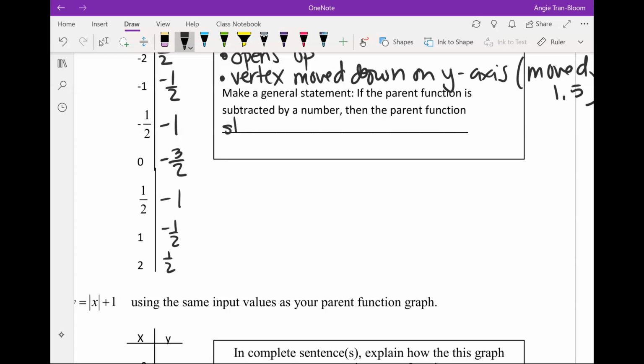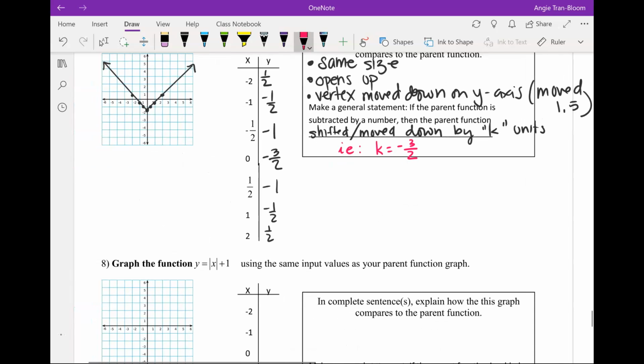Okay. Shift or move down by. Is that an a value, an h value, or a k value? A k value. We're down by k units. In our example class, what was your k value? Positive or negative? Negative 3 over 2. So that's why it moved down by 3 over 2, aka moved down by 1.5 units.